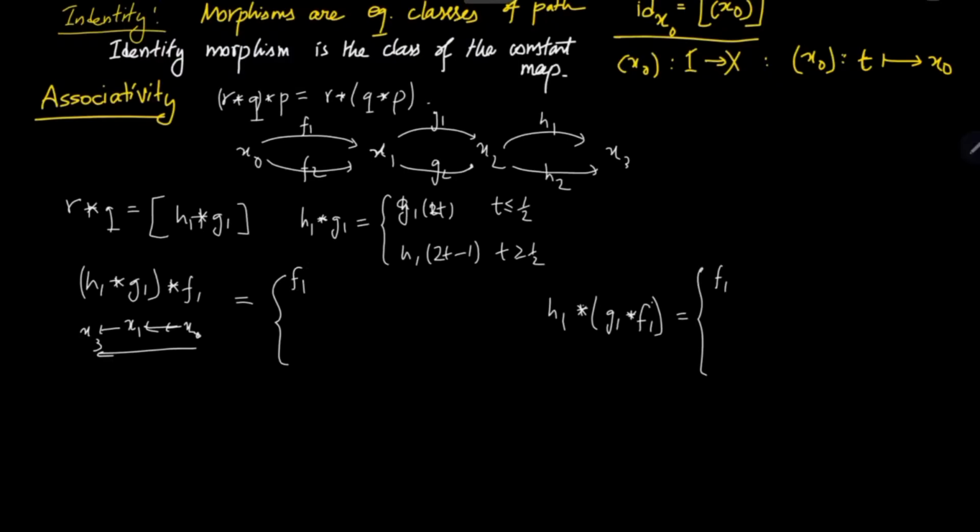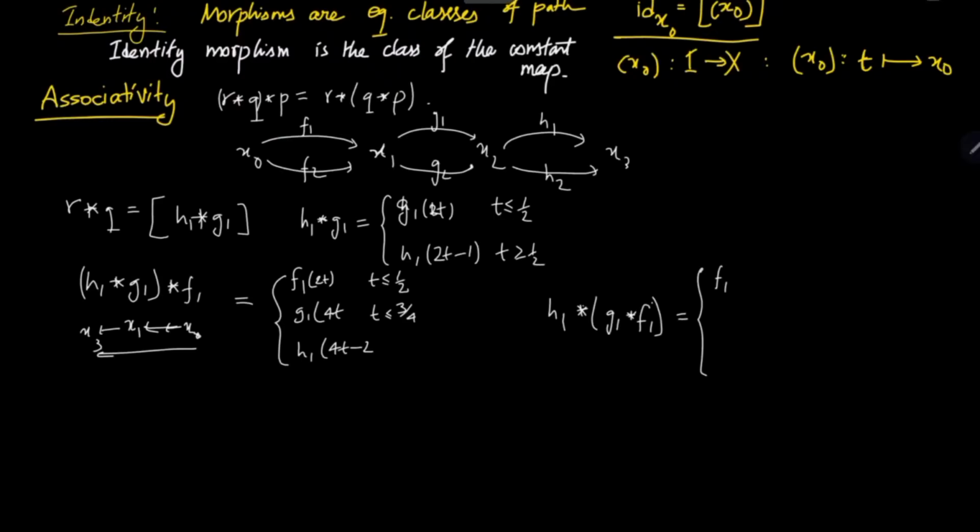So f1 should come first: f1 of 2t when t is less than or equal to half. Okay, and then is h1 star g1 of 2t, and we just copy down the definition of whatever that is. That means 4t when t here is less than or equal to 3/4, after half of course, and h1 of 4t minus 2t. Okay, not really that, we are still even more doomed.